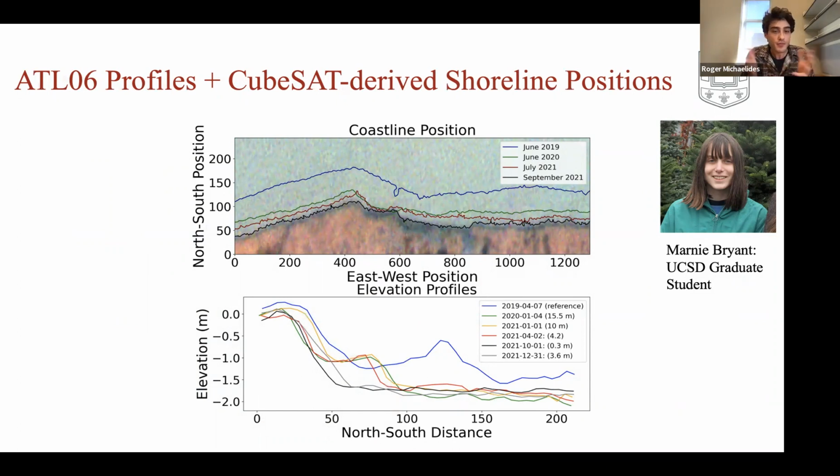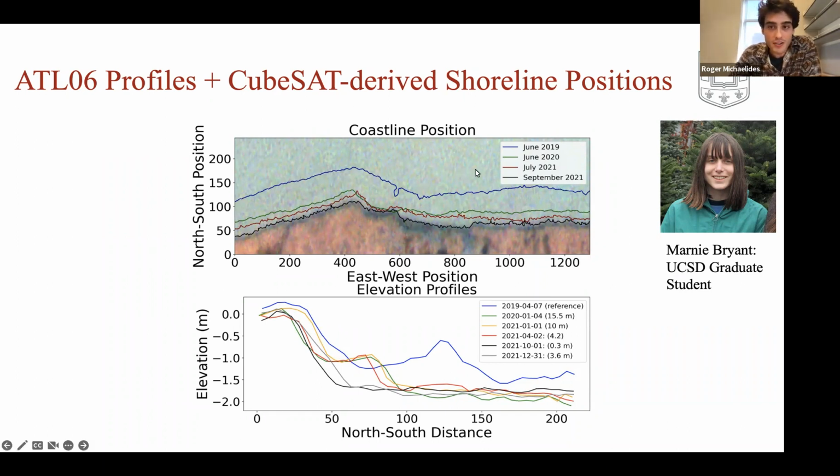And what I'm showing here is some example of Marnie's work using ISAT-2 topographic profiles in conjunction with high-resolution optical and hyperspectral imagery from CubeSats from the Planet constellation. And what she's doing here is she's combining that three-dimensional topographic information from ISAT transects, which are more or less perpendicular to the coast, in conjunction with coastline positions that are derived from images from high-resolution optical images.